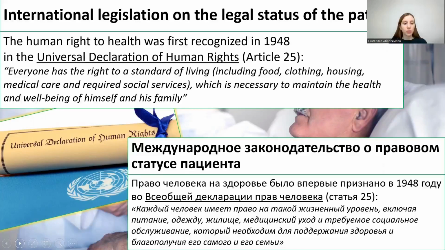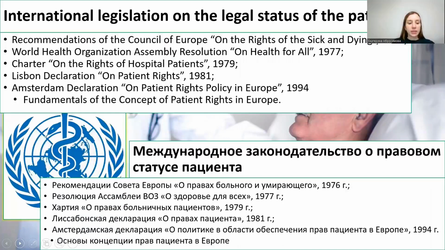Internationally, the human right to health was first recognized in 1948. According to the Universal Declaration of Human Rights, everyone has the right to a standard of living, including food, clothing, housing, medical care, and required social services, which is necessary to maintain the health and well-being of himself and his family, etc. Since the second half of the 1970s, a number of important international documents have appeared on the rights of the patient.